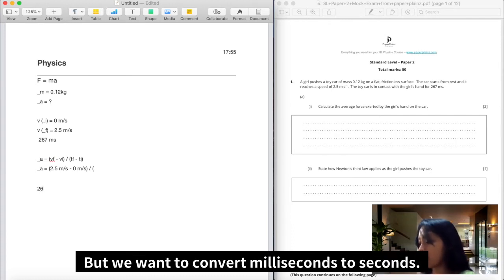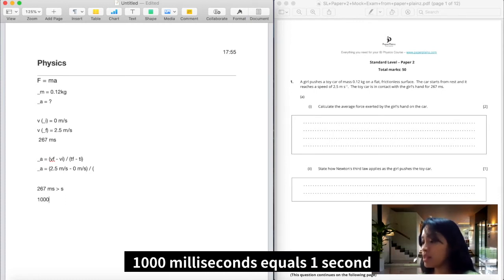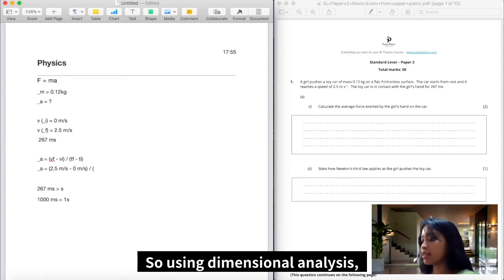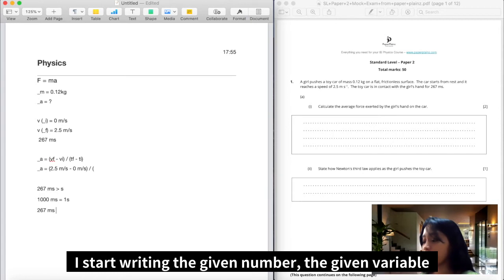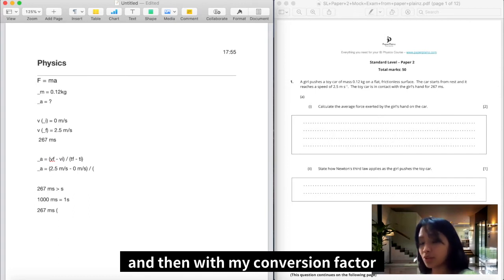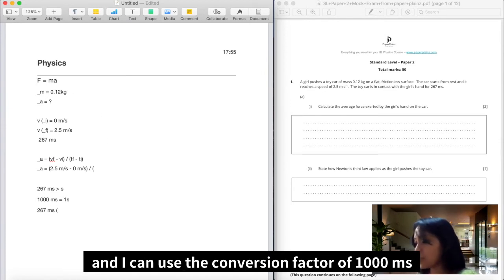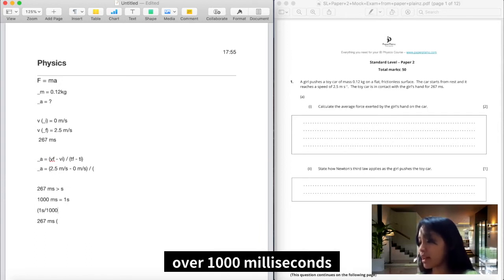But I want to convert 267 milliseconds to seconds. So I do that by using dimensional analysis. I know that 1000 milliseconds equals 1 second. So in dimensional analysis, I start by writing the given variable, which is 267 milliseconds, and then I multiply that with my conversion factor. My conversion factor is 1000 milliseconds equals 1 second, and I can also rewrite that as a factor of 1 second over 1000 milliseconds, or 1000 milliseconds over 1 second.